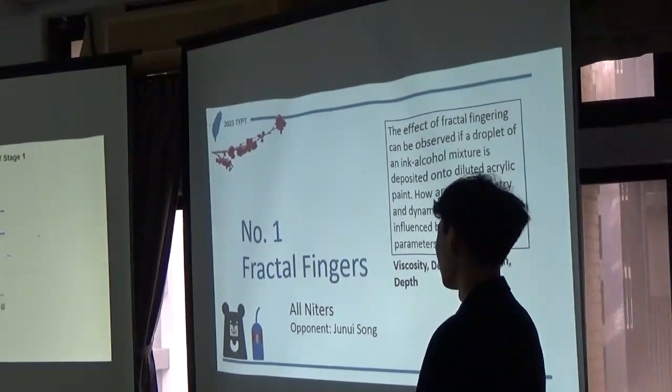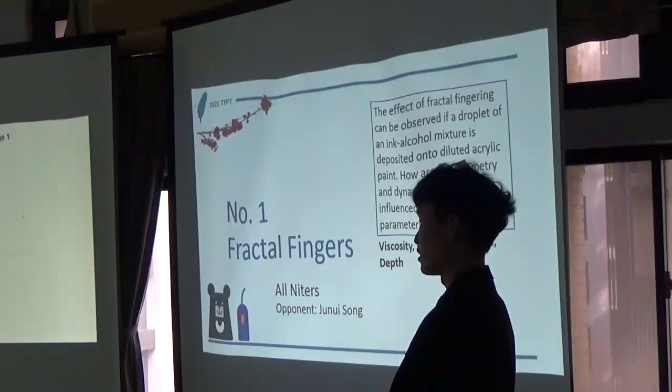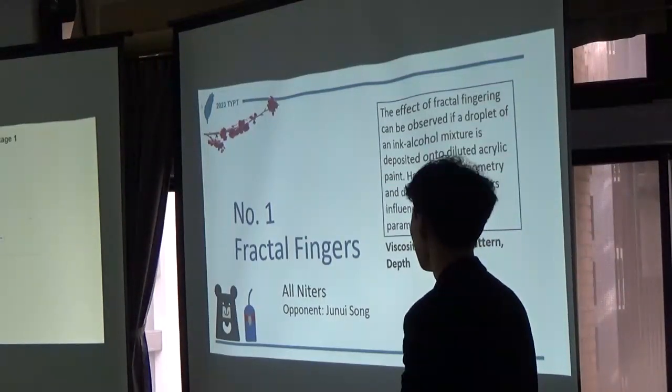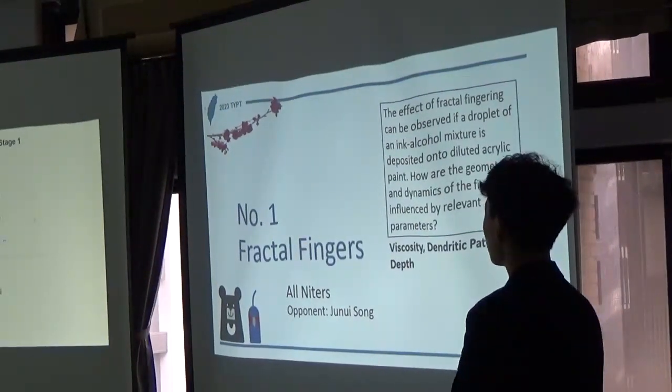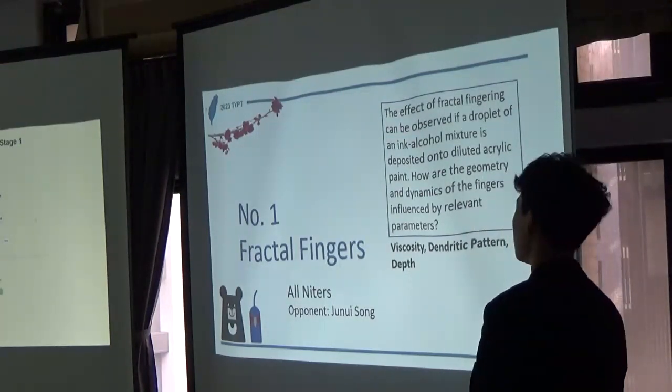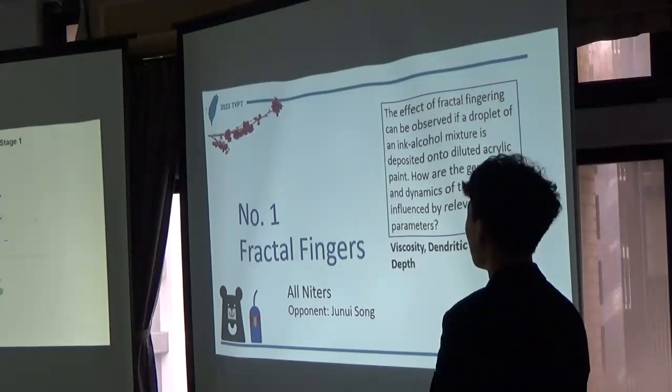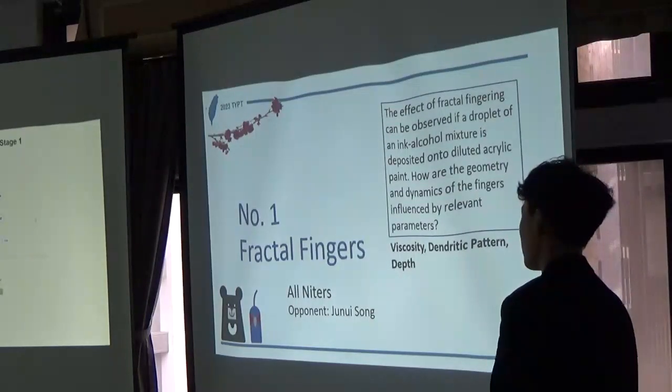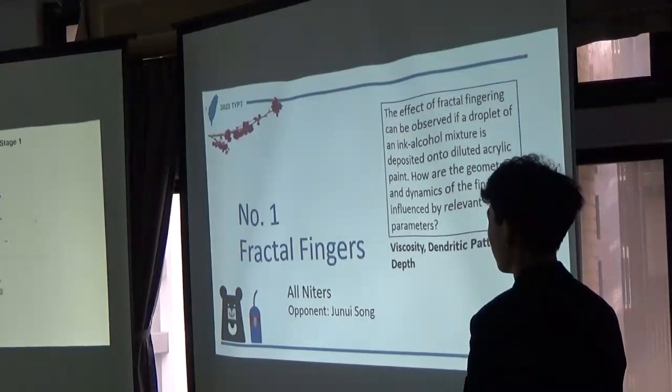Good afternoon, everyone. My name is Junie, and I'll be opposing Fractal Fingers. So the problem statement reads: the effect of fractal fingering can be observed if a droplet of an ink alcohol mixture is deposited onto diluted acrylic paint. How are the geometry and dynamics of the fingers influenced by relevant parameters?